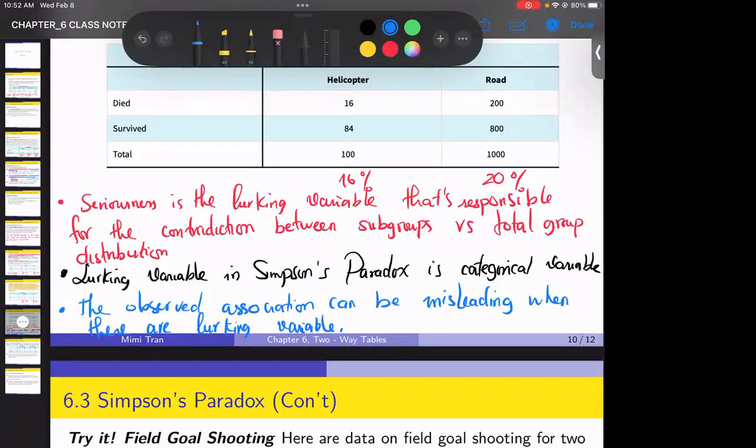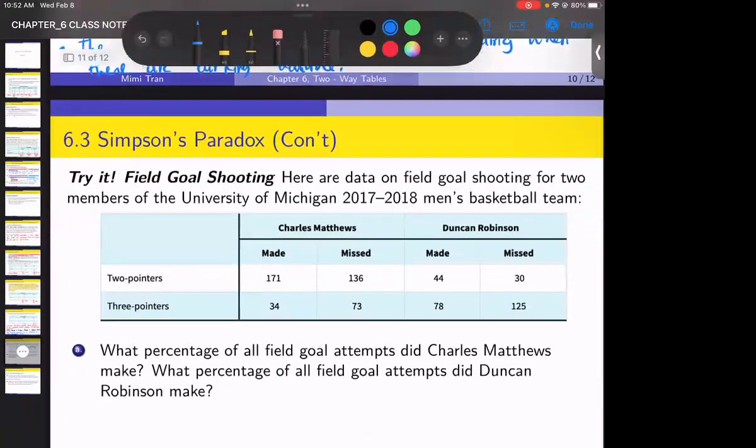Let's do one more example, and this time we're gonna use Google Sheet. On your exam, I'll let you use your computer. Just use Google Sheet. If you're not comfortable with it, you can use your calculator. Field goal shooting. Here are the data on field goal shooting for two members of the University of Michigan 2017 and 2018 men's basketball team. This is actually real data from the school.